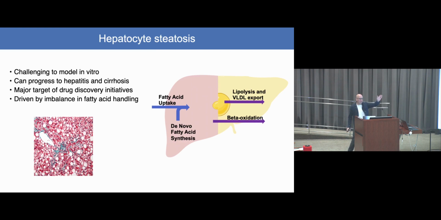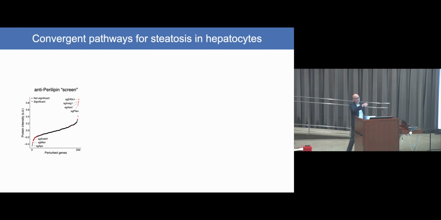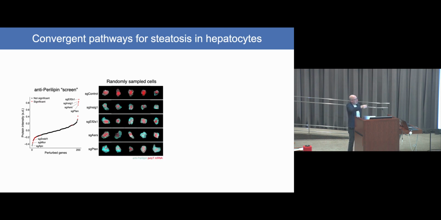But if there's an imbalance, if more fat is taken up than is given out, you end up with this fatty liver disease and the steatosis. As part of this, because we had perilipin, which is a marker for the lipid droplets, we had done a steatosis screen. And you see things like mTOR really decreased steatosis, whereas these genes, EIF, INSEG, AARS, and PTEN dramatically increase steatosis. You look at these genes from the imaging phenotype, and they all look pretty much the same. These are random cells that have knockdown of INSEG or AARS or PTEN, and you see they're basically filled with lipid droplets.